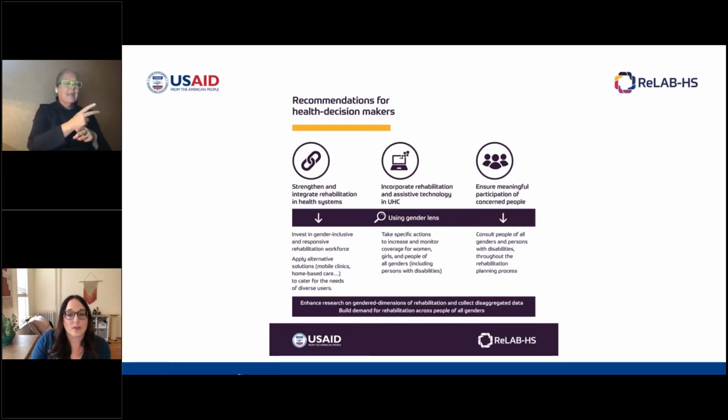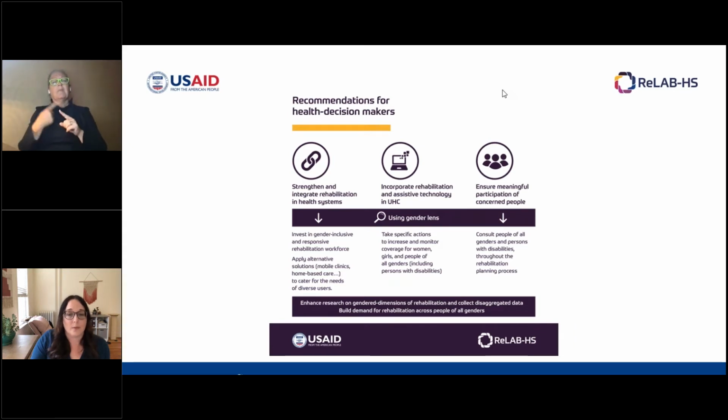So really gender responsive health workforce service delivery in relation to rehabilitation. Next, we have incorporate rehabilitation and assistive technology into universal health coverage schemes and take specific actions to increase and monitor coverage across genders with attention to women, girls, and marginalized groups.